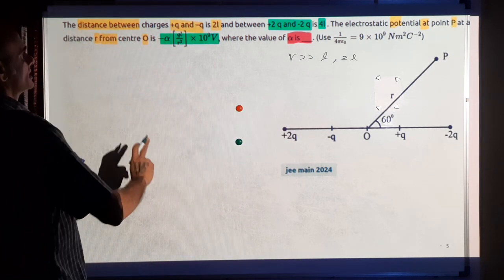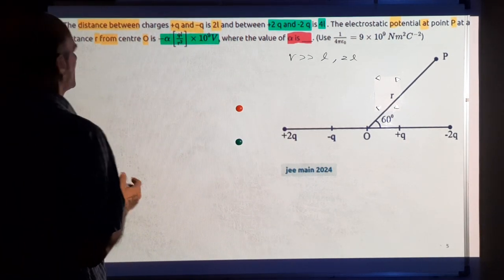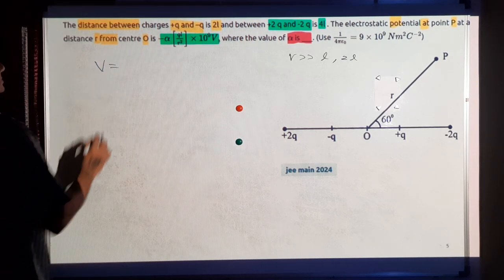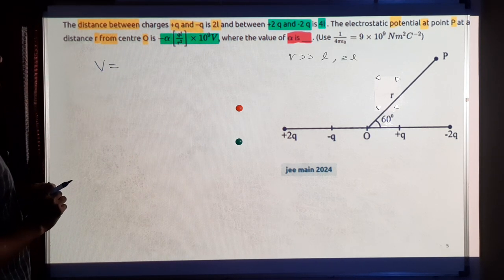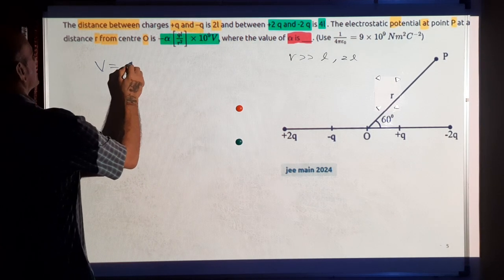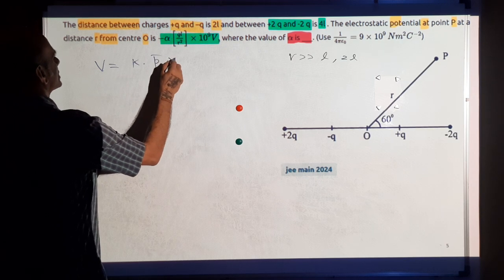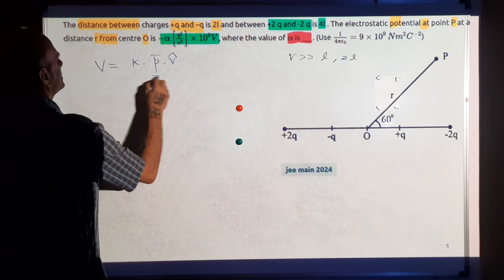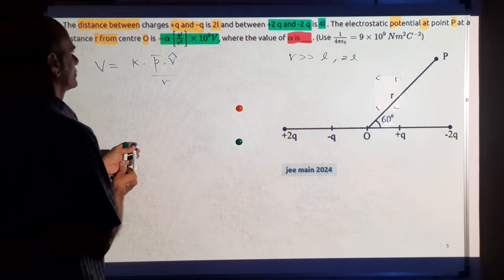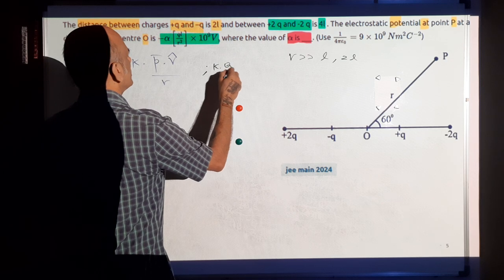It's not given in the question, but we have to make that assumption to use the dipole formula. For a dipole, the potential at a point where the dipole approximation is valid, where R is much larger than the size of the dipole, is K P dot R cap by R square. For a point charge, the potential is of the form K into Q by R.